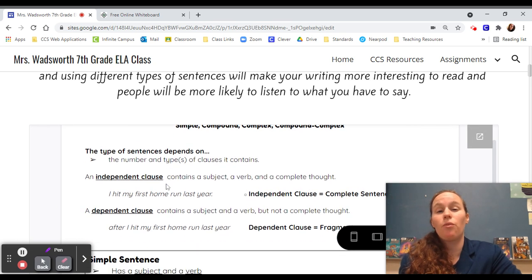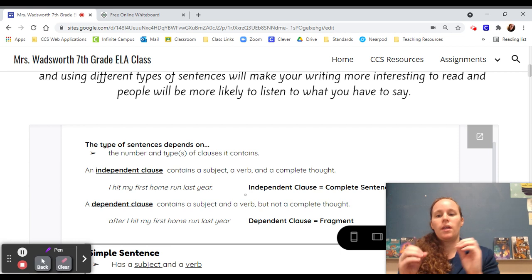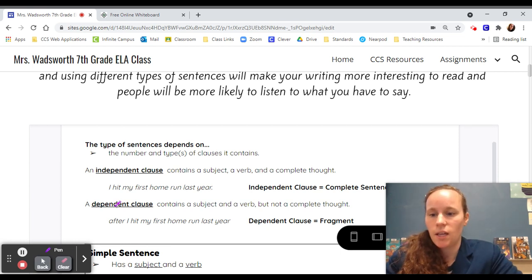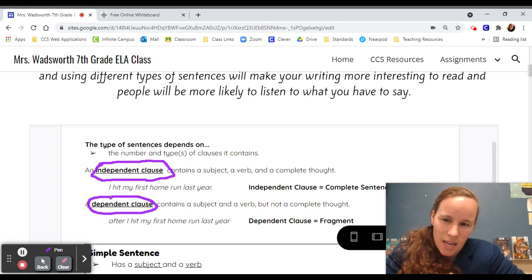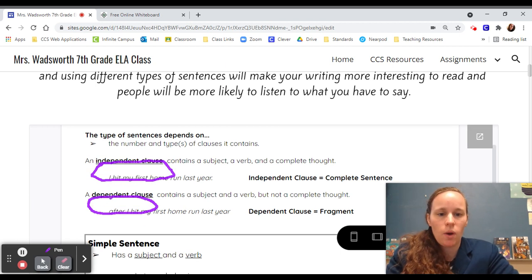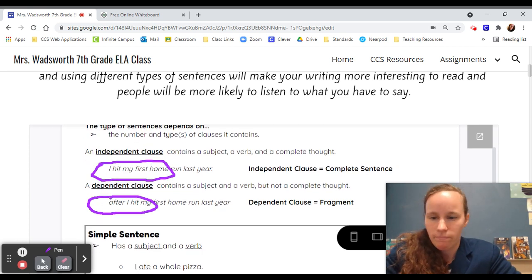So first thing, before we get into it, you need to know about clauses. There are things called independent clauses and things called dependent clauses. And you can see that here. You've got independent clause and you've got dependent clause. It's not as complicated as it seems. An independent clause, think of it as like a complete sentence, so it can stand on its own. That's why I put here independent clause, complete sentence. So like, I hit my first home run last year, something like that.